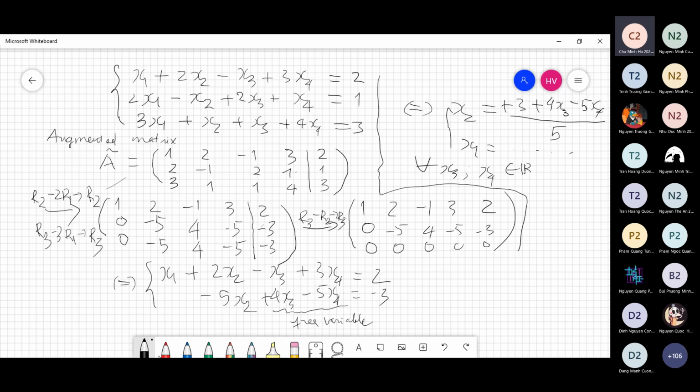x3 and x4 can take any value, so you have infinitely many solutions in this case, because x3, x4 can be taken as any value. Okay, this is the end. The time is already up, so we have to finish it here.